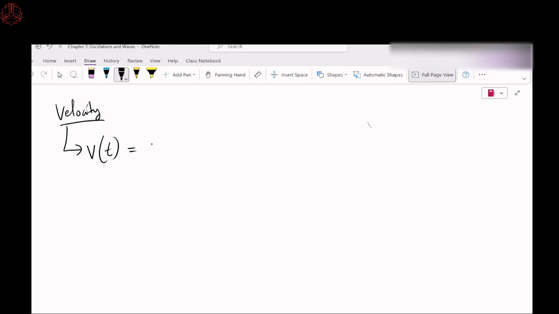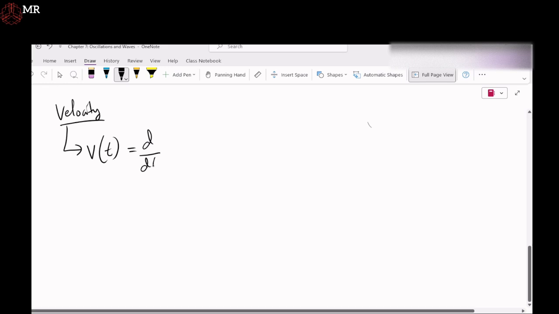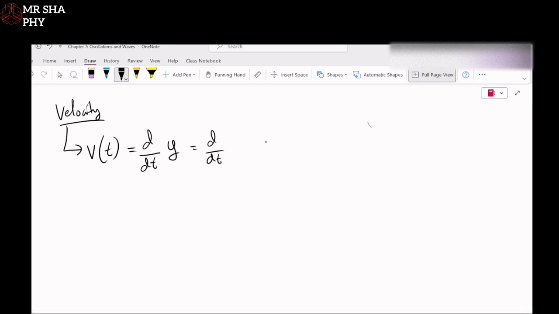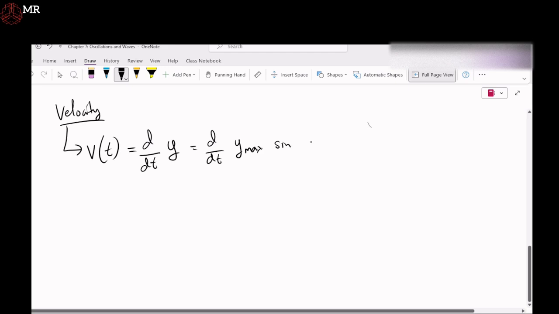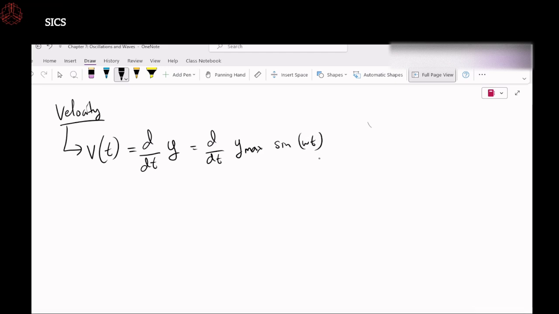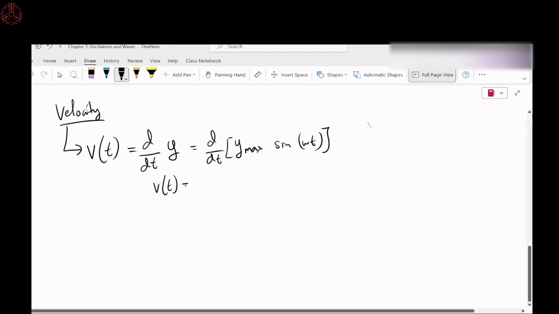This is fairly straightforward. I can take the first derivative of y, which is simply y max sine omega t. And we've seen this before. This is simply going to be y max omega cos omega t.